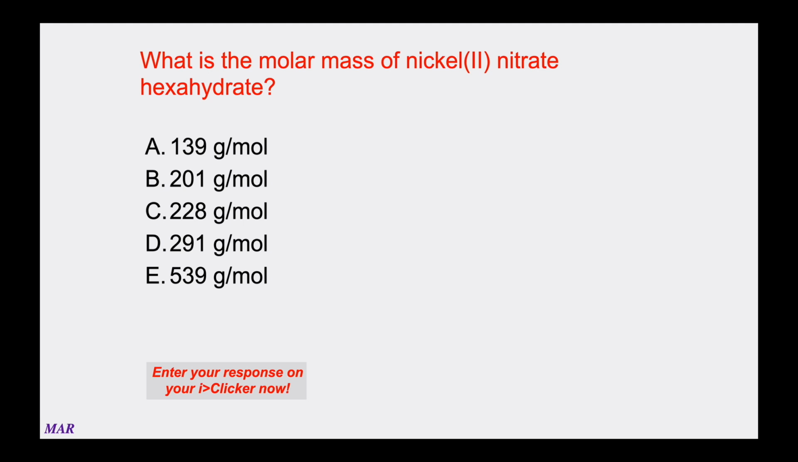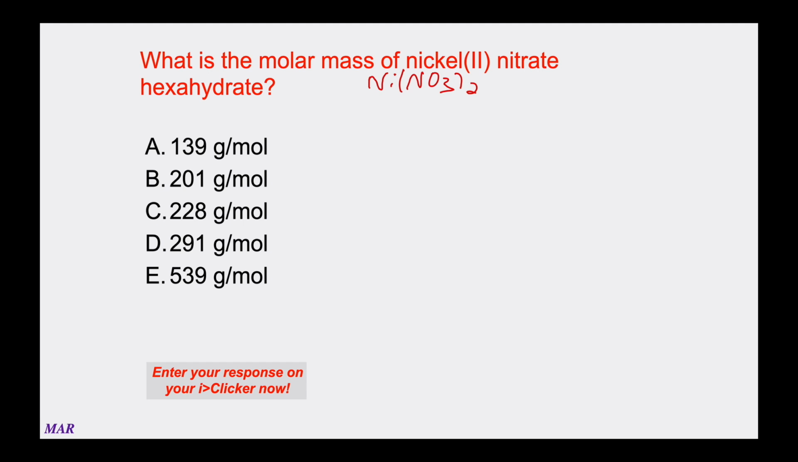So the formula would be Ni(NO3)2. Ni, parentheses, NO3, 2. And that's because nitrate is -1 and nickel is +2. So you need two -1s to balance it.